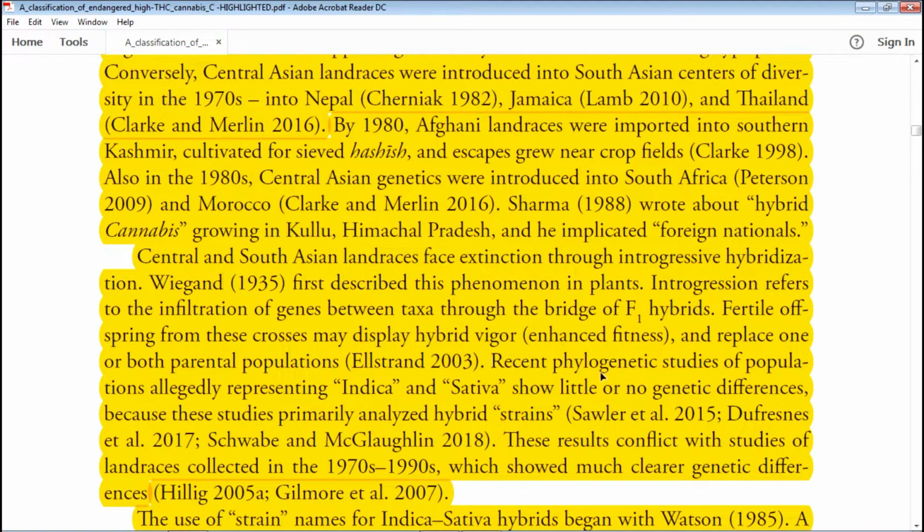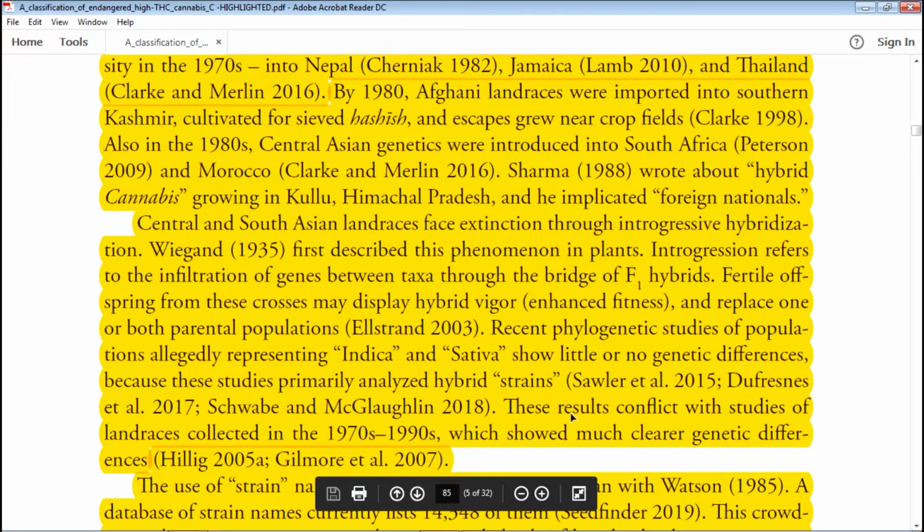Recent phylogenetic studies of populations allegedly representing indica and sativa show little or no genetic differences because these studies primarily analyzed hybrid strains. These results conflict with studies of land races collected in the 1970s to 1990s, which showed much clearer genetic differences.